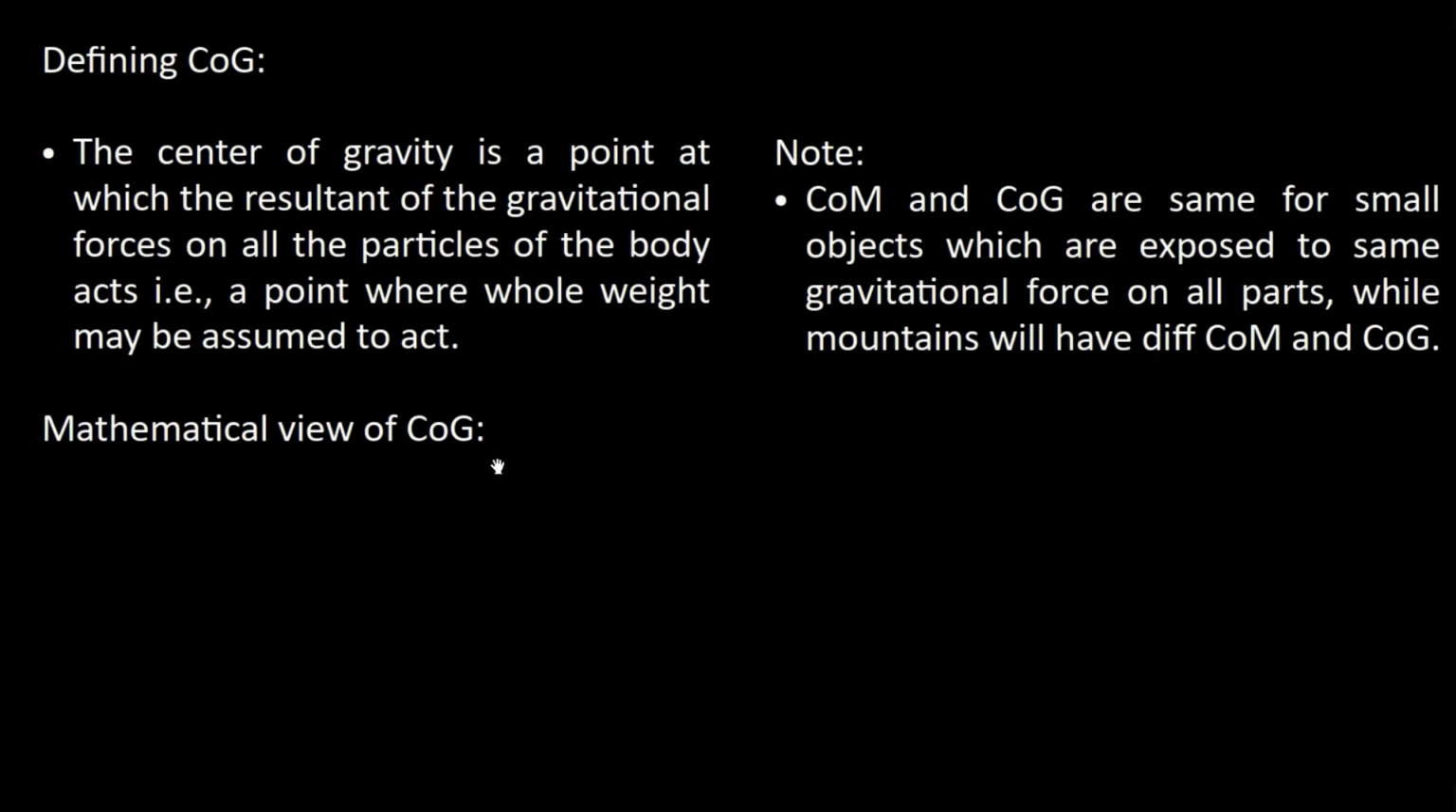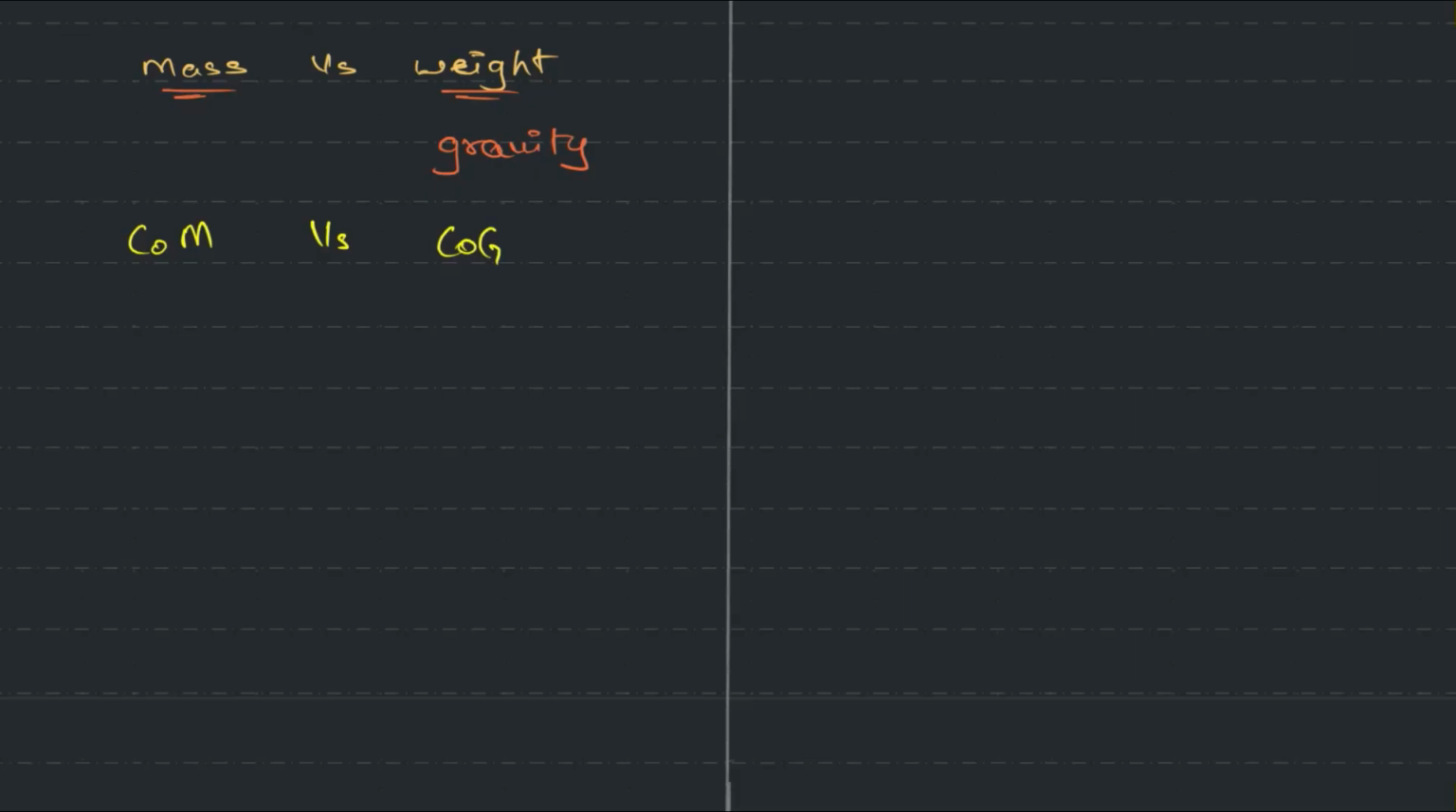I have an official definition over here. So center of gravity is a point at which the resultant of the gravitational force on all parts of the body acts. That is a point where the whole weight may be assumed to act. So mathematically, let's have a look. Center of gravity's position technically looks like this.